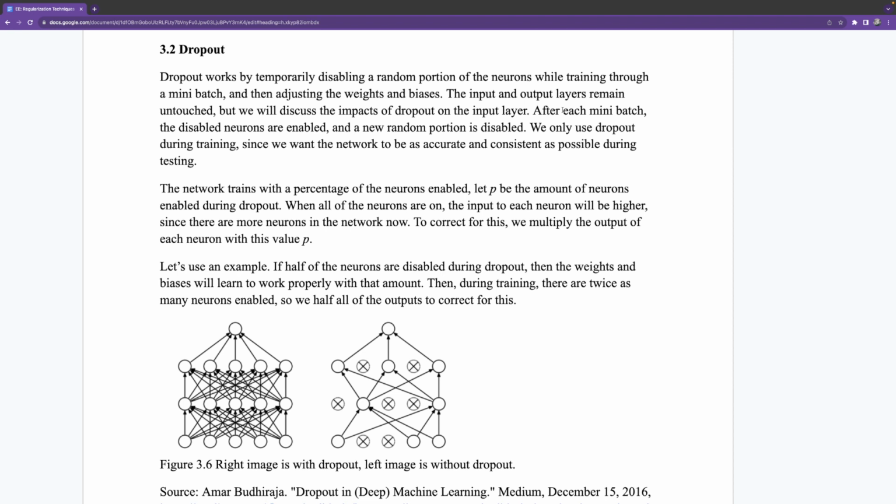And since there's going to be more neurons enabled during testing, you need to decrease their output values by the proportion of dropout. So if there's p amount of neurons enabled, let's say half of them are enabled during dropout, then when you do testing with all the neurons, you need to multiply their outputs by p. So you would need to halve their outputs since there's twice as many neurons.